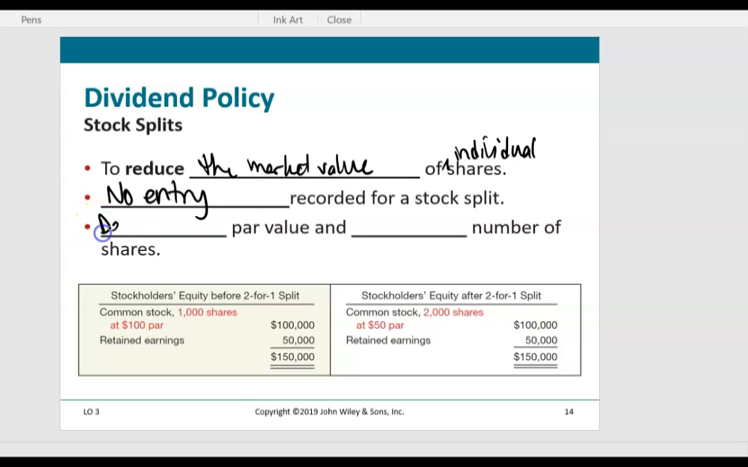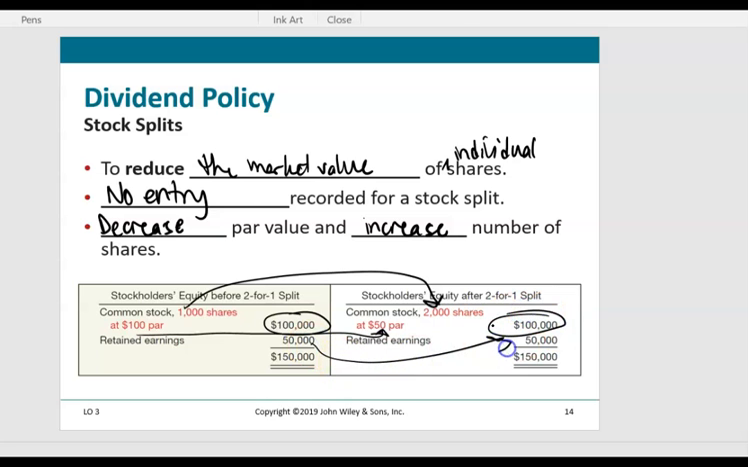What we do is decrease the par value and increase the number of shares, and they will offset such that the company is no better off and any individual investor is not really any better off. So here we see stockholders equity before a 2-for-1 split. There's 1,000 shares at a 100 par. We can't see what the market price is here. Remember, the market price is never shown on the balance sheet. So we see common stock at a book value of 100,000, retained earnings of 50,000. After the 2-for-1 split, these 1,000 shares become 2,000 shares, but instead of them having a $100 par, they now have a $50 par. So your total book value of common stock is the same, and there's no impact whatsoever on retained earnings.